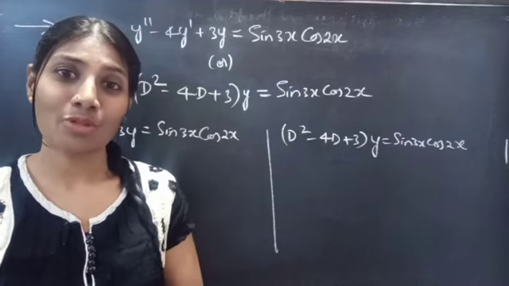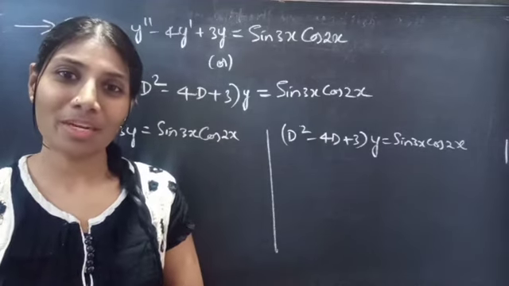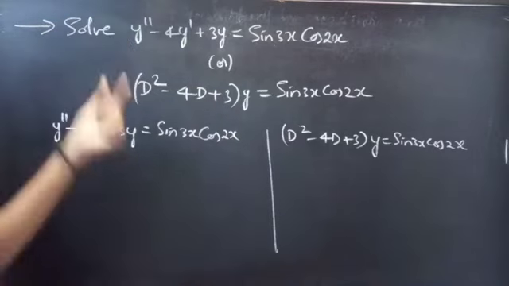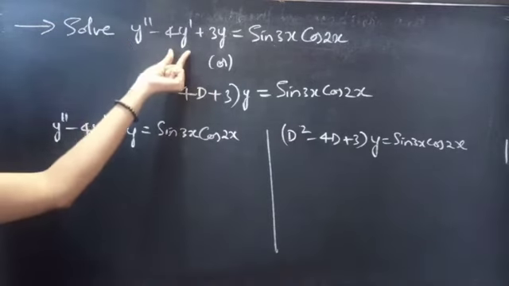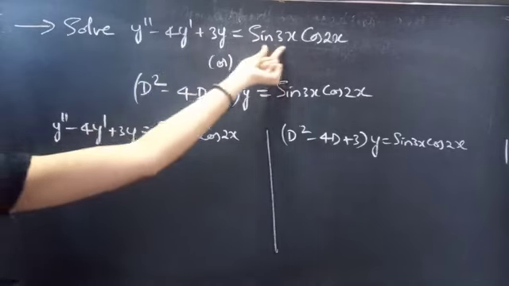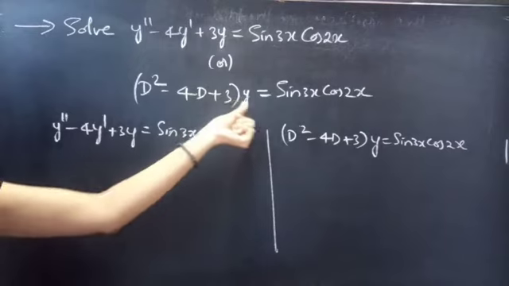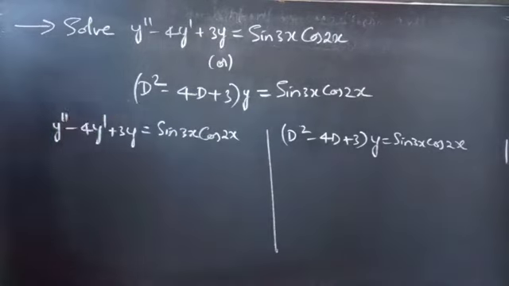In this video, we are going to solve a differential equation from higher order linear differential equations. So let's get going. Problem: solve y double dash minus 4y dash plus 3y equals sin 3x cos 2x, or (D square minus 4D plus 3) into y equals sin 3x cos 2x. Both the equations are same.